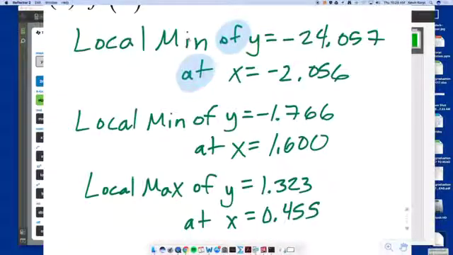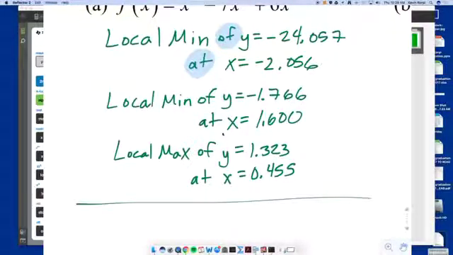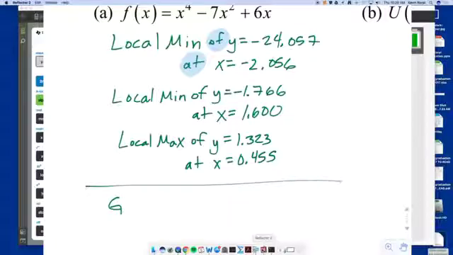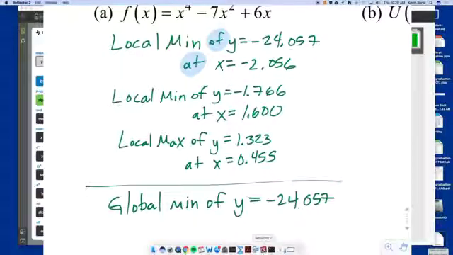And these, you have to have the word local in front of them or the word relative. Relative max, relative min, same thing. If you just said min, and max, you'd be wrong. Okay? And I'll tell you why here in just a second. So that takes care of the local extrema. Let's go back and look then for the absolute extrema. There can only be at most one of each type of global or absolute extrema. And we know we have a global min. And we've already found it. So let's go ahead and say we have a global min of, it was the top one, y equals negative 24.057 at x equals negative 2.056.